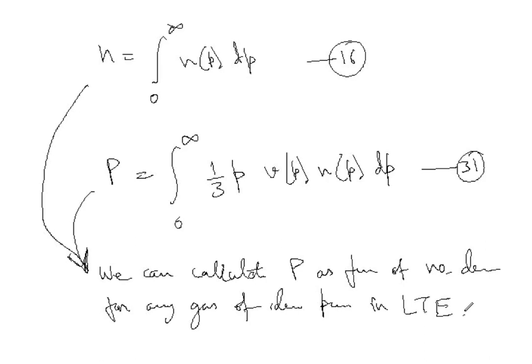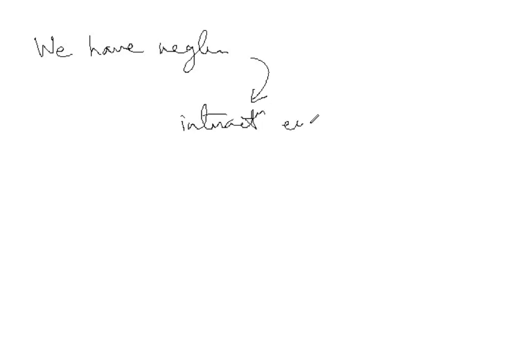Now it is also important to remember what we have neglected in our discussion. Basically the interaction energy between particles. That is, we have assumed that there are interactions between particles to establish thermal equilibrium, but they are weak enough to be neglected. Okay. This assumption is normally satisfied inside stars, and so we will follow this in our entire course.